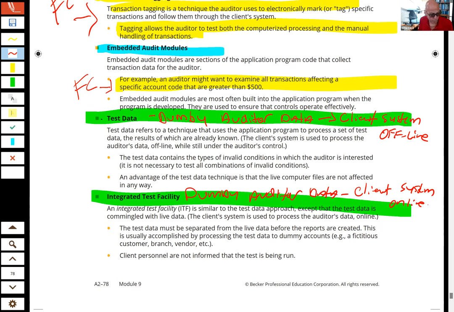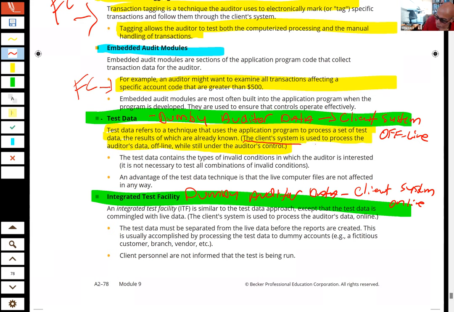Okay, so what happens when we are using test data? Let's just look at what they're saying now. Test data refers to the technique that uses the application program to process a set of test data. That's the dummy data, the results for which are already known. So we're supposedly knowing how the client system should process these fictitious transactions, and the client's system is used to process the auditor's data offline while it's still under the auditor's control.